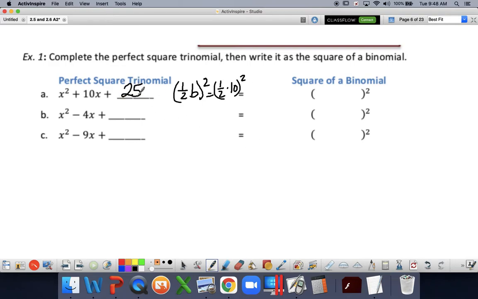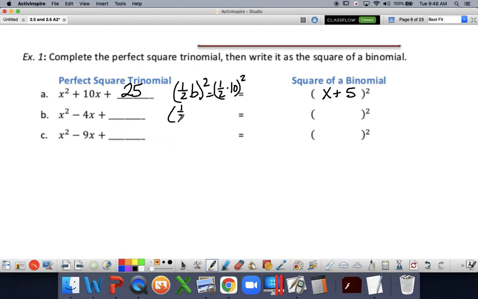So I add 25. Now when I do that, I have this perfect square trinomial. To write it as the square of a binomial, which means it just has two terms, I just take half of my b value. So the quantity x plus 5 squared is the same thing as x squared plus 10x plus 25. Let's do it with our next one.